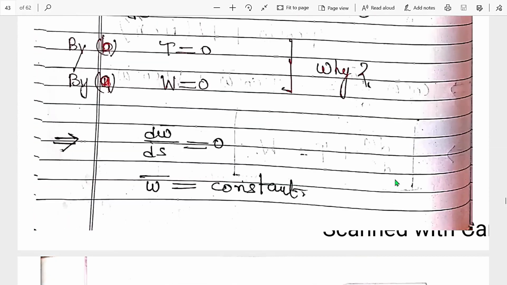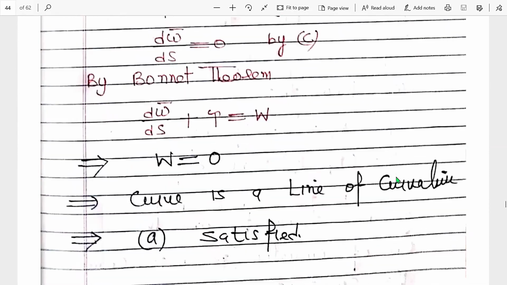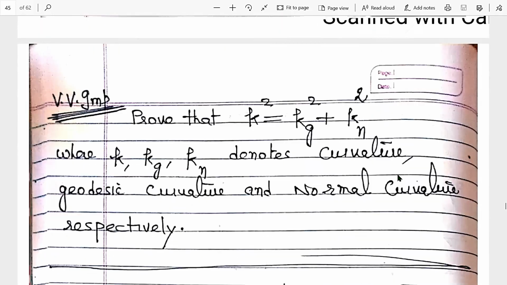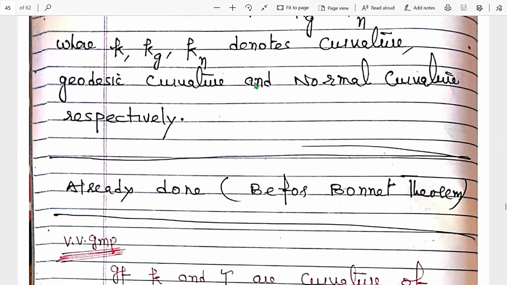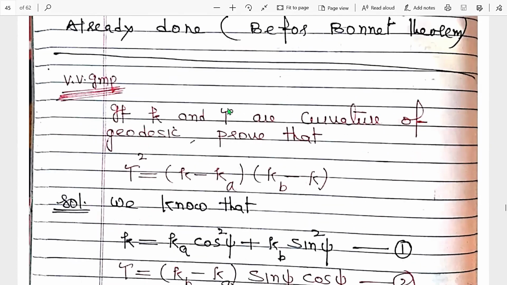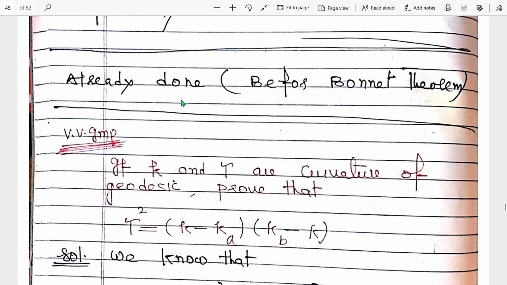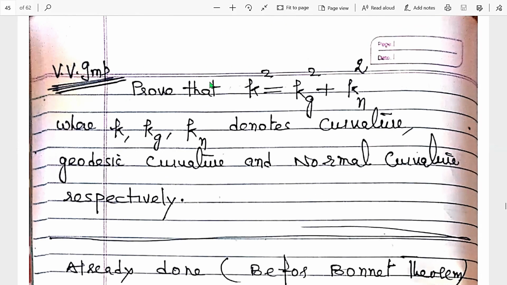Now, after that, we will prove a very important result. Prove that kappa squared is equal to kappa g squared plus kappa n squared, where kappa denotes curvature, kappa g geodesic curvature, and kappa n normal curvature. That result we already proved in the previous article, so see that result. The next very important result we will prove in the next lectures.